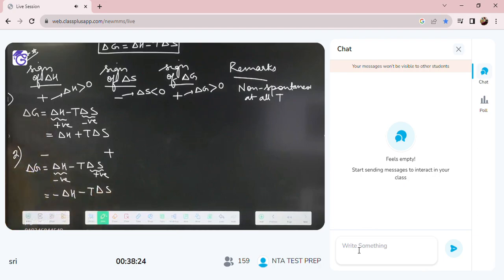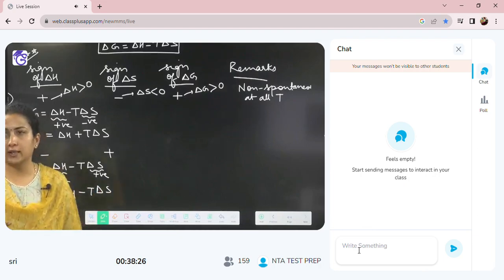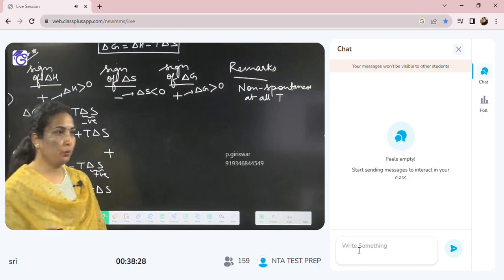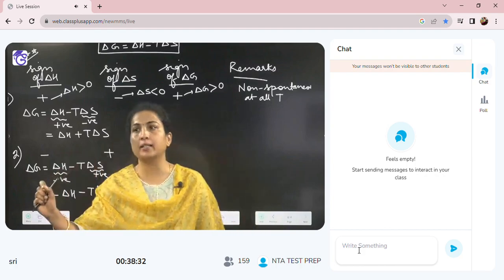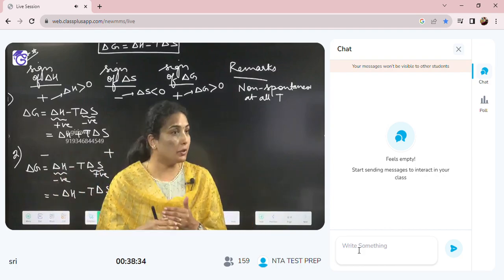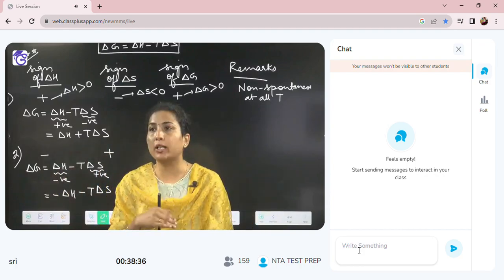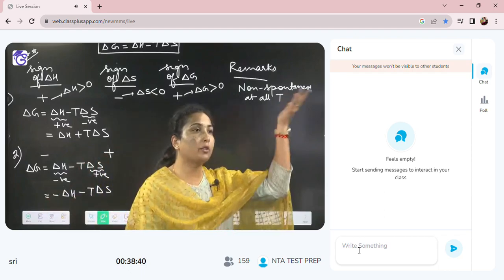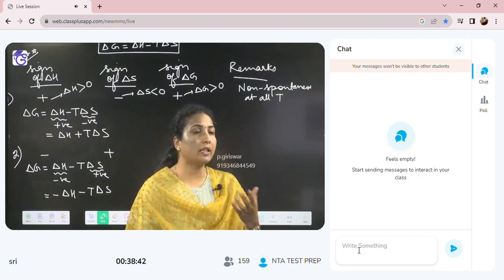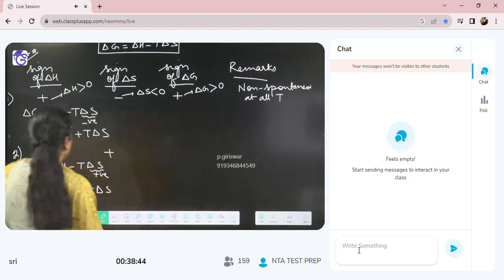See, do not think that for the 4 cases we are dealing with different equations. No, the equation is the same: delta G is equal to delta H minus T delta S. According to the condition we have, we are modifying it so that we can derive the important conclusion. But you should not think there are 4 varieties of different equations. The underlying equation remains the same.